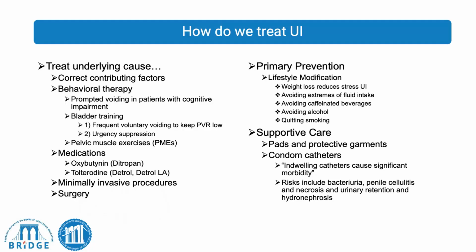In terms of primary prevention, lifestyle modification is indicated. Weight loss to reduce the risk of stress urinary incontinence, avoiding excessive or extremes of fluid intake, avoiding caffeinated beverages, avoiding alcohol, and avoiding smoking. Supportive measures may include pads and protective garments, and there is a role for condom catheters, which are superior to indwelling catheters in that indwelling catheters may increase the risk of infection and other complications.